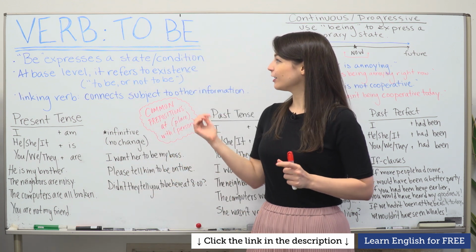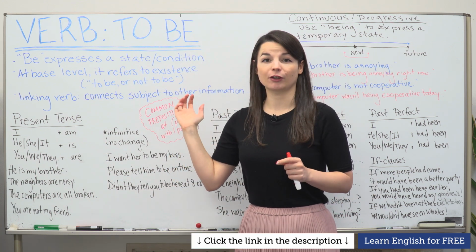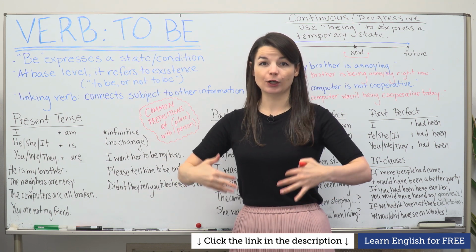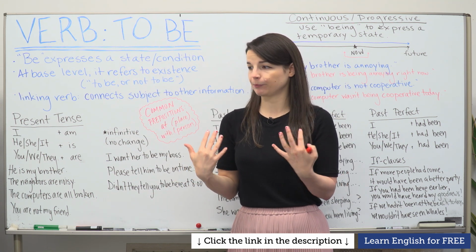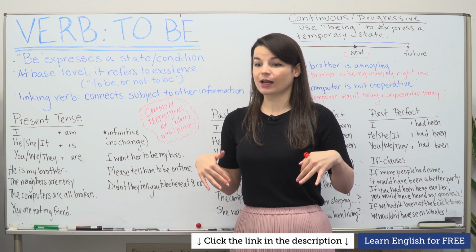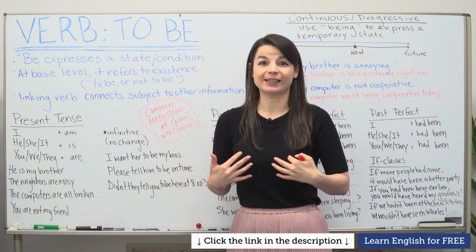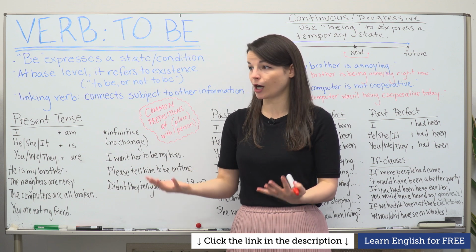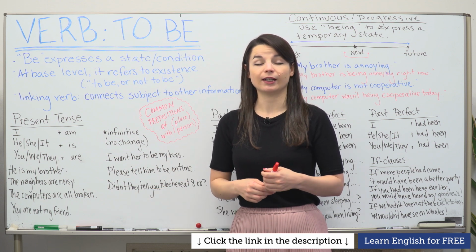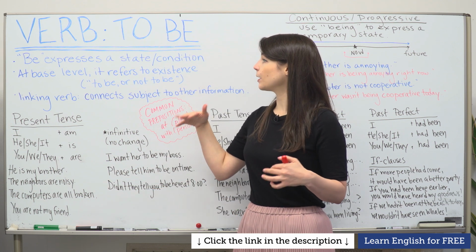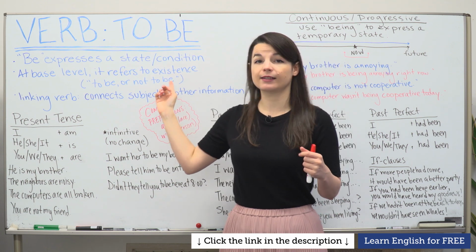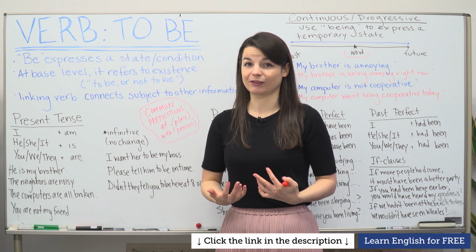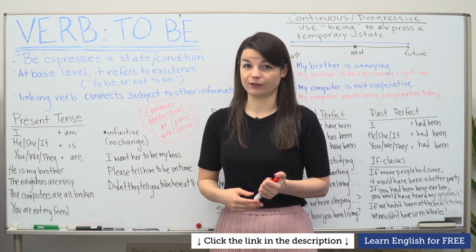So the first point I want to mention about the verb to be is that be expresses a state or a condition. This is some point about the way a person is, or a characteristic, a feature of a person, an object, a situation. So we use be to talk about existence. Existence is like the base level of the verb, the base meaning of the verb.